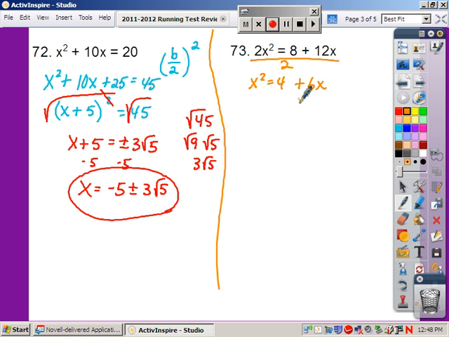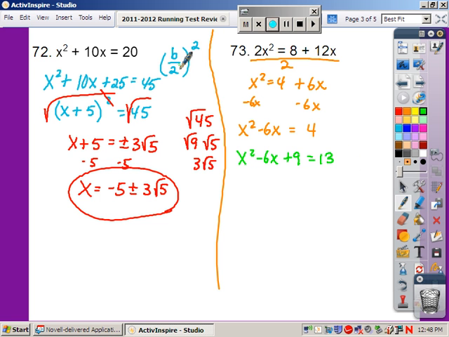And then I don't want that 6x there, I want it over here with the x squared, so I subtract it away. And now I got x squared minus 6x equals 4. So with that, I'm ready to complete the square, so I got to add a number in here. Negative 6 over 2 is negative 3. But when you square that, it's going to be positive 9. So what I have is x squared minus 6x plus 9 equals 13.